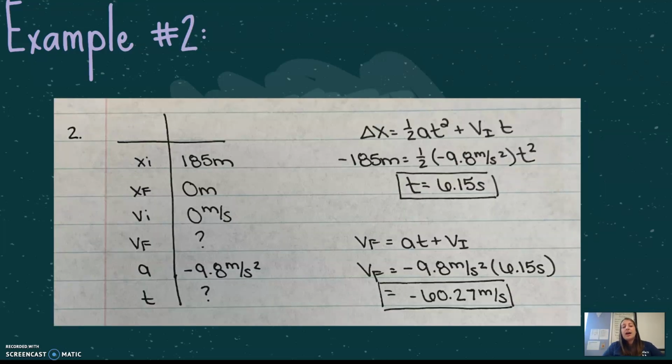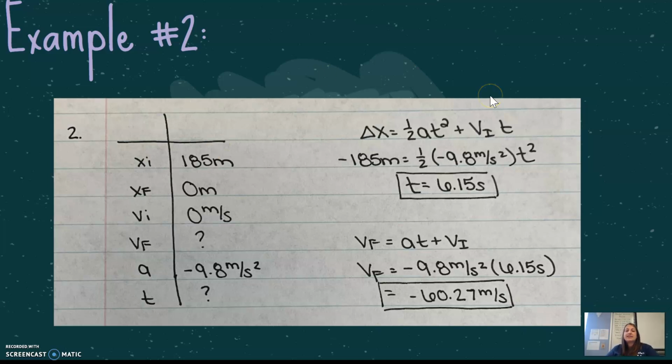Question number 2, look at that poor worm that was dropped. Once again, you were given the initial position of 185 meters. It lands on the ground. The initial velocity is going to be 0 because it's initially just being held there and then dropped. And for this problem, you want to know what the final velocity is. We know that acceleration is going to be negative 9.8, and we don't know the time, but we definitely need the time in order to solve for that final velocity.